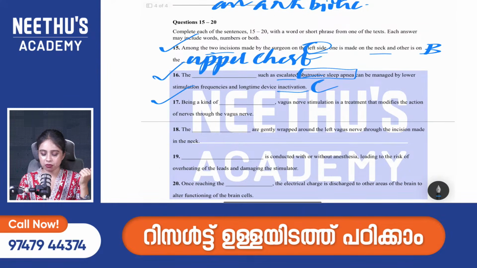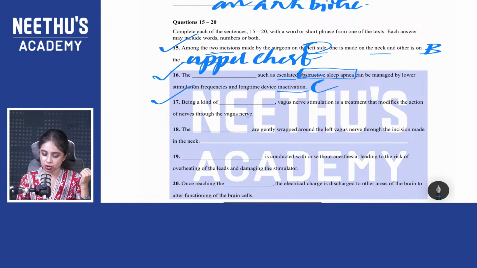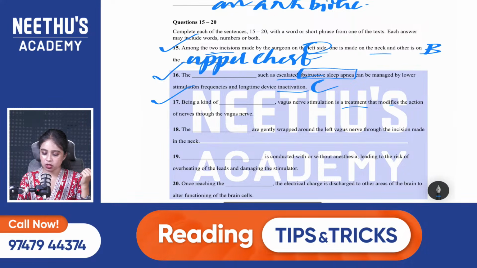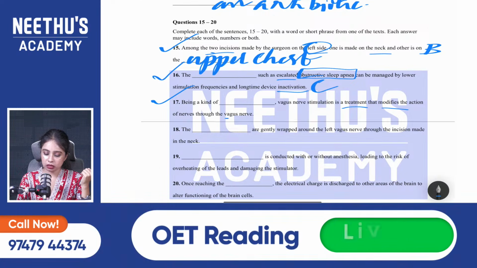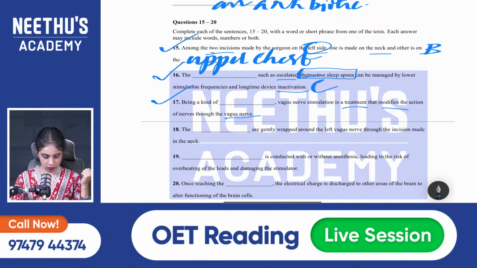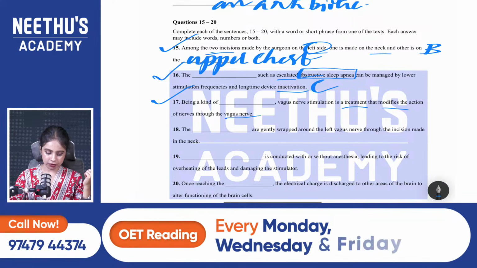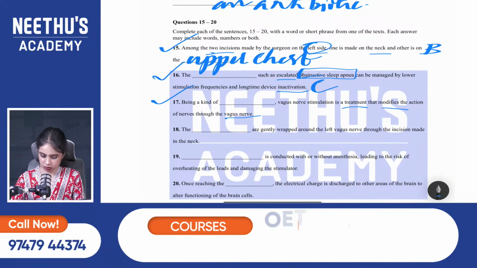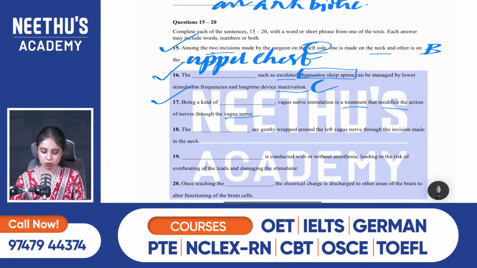17. Being a kind of dash, vagus nerve stimulation is a treatment that modifies the action of nerves through the vagus nerve. So treatment modifies and vagus nerve. Yeah, right answer, Anu. Yes. Very good, Vismaya. Yes, Minu, respiratory issues.